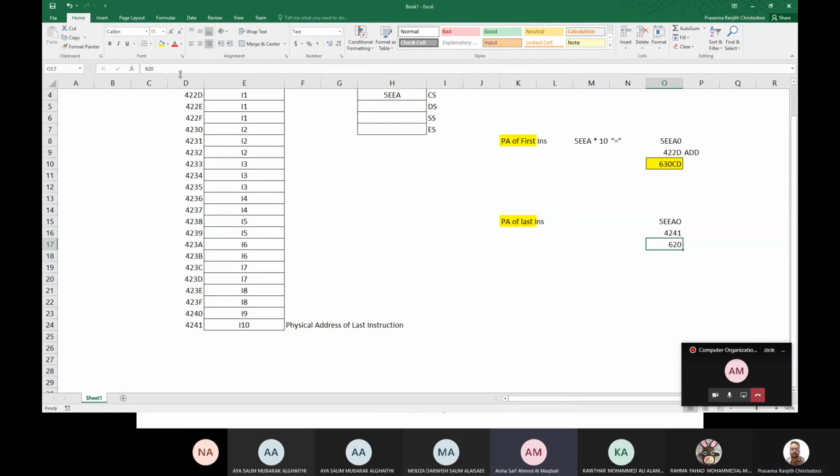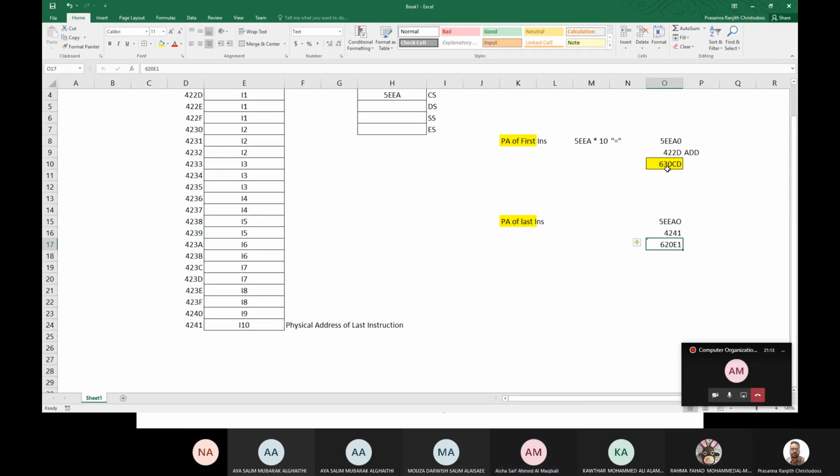Four, 1 and 1. E with 4, first one. A plus 4 is E, right? 620E1. Is this correct? B, C, no, D, E. 63. Yes, yes, but here E. How did 63 come?